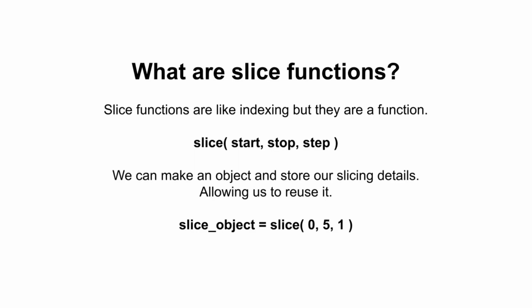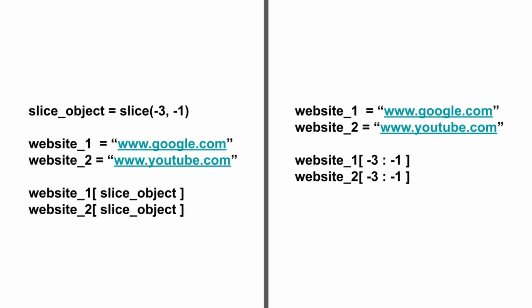What are slice functions? Slice functions are like indexing, but they are a function. It also accepts the start, stop, and step argument. We can make an object and store our slicing details, allowing us to reuse it. With a slice object, if we are dealing with similar strings, we can store and reuse the same slicing instructions. But without it, we might need to rewrite it twice.